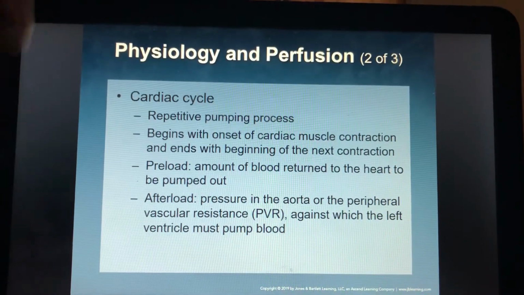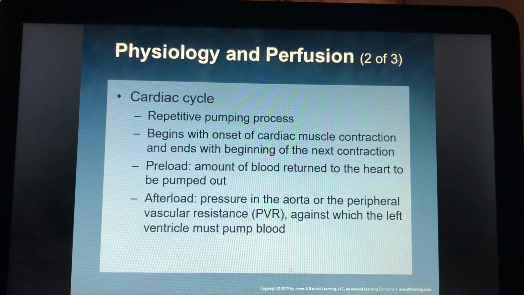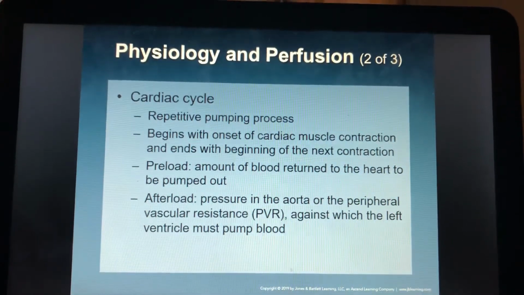Afterload. So that's preload. Preload is just the amount that's coming back. You want to make sure you have good preload. You want good blood return so it can go through pulmonary circulation and get off gas CO2, on gas oxygen, and come back to the left ventricle. So you want good preload. Afterload. Afterload is the pressure in the aorta.